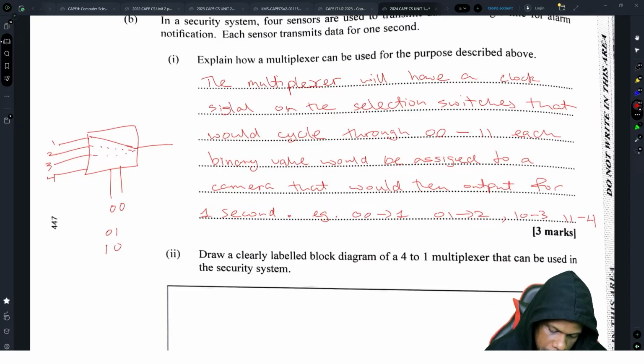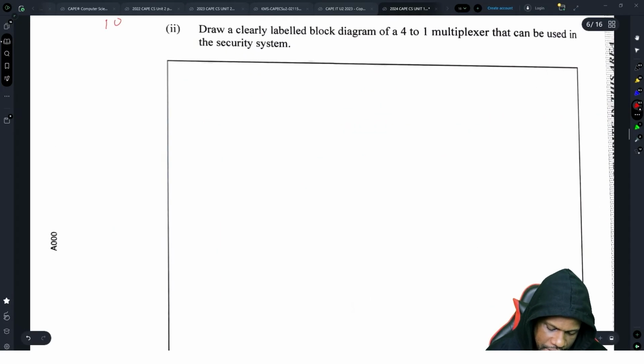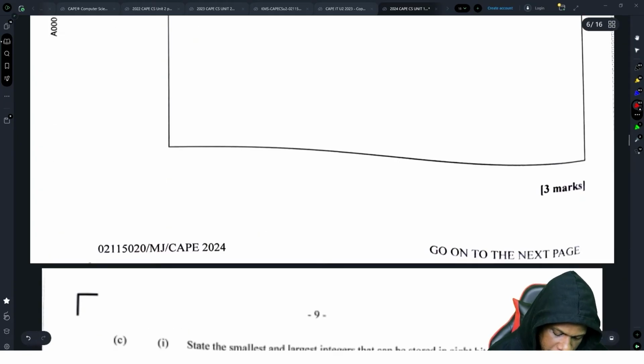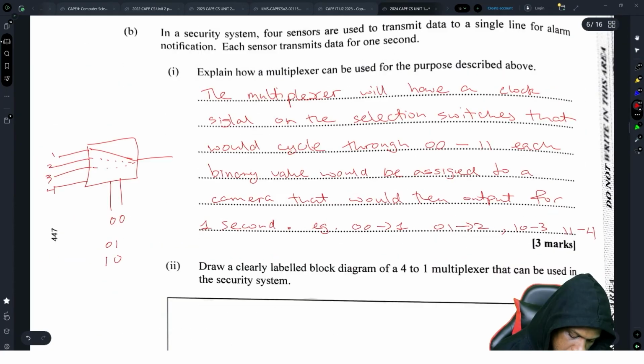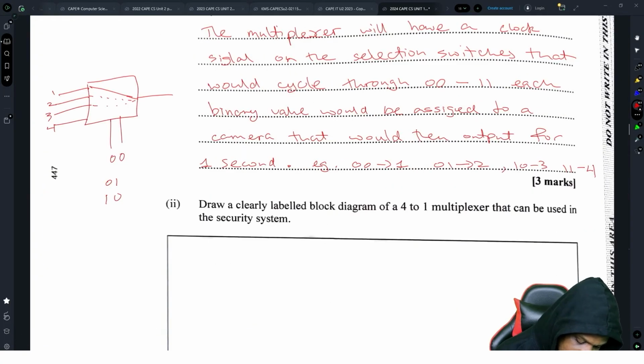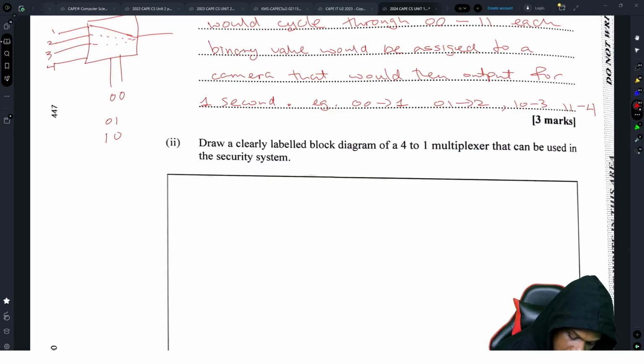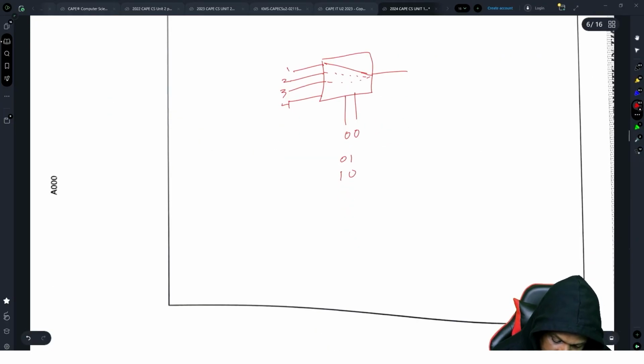Then they asked us to draw it. I just drew it. I should have gone reading. Let's just take this whole thing here and drag it right there. Boom. 4-to-1 multiplexer.